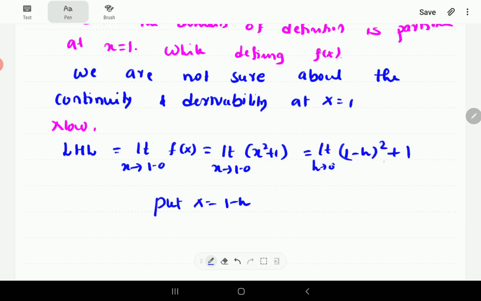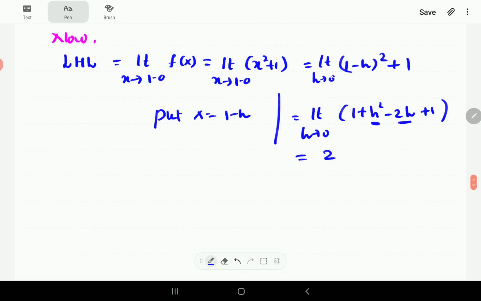If you simplify this, it will be equal to limit as h tends to 0 of 1 plus h square minus 2h plus 1. Here we have 2 plus h square minus 2h. As h tends to 0, these terms become 0, and we simply get 2. Let me take the RHL now.